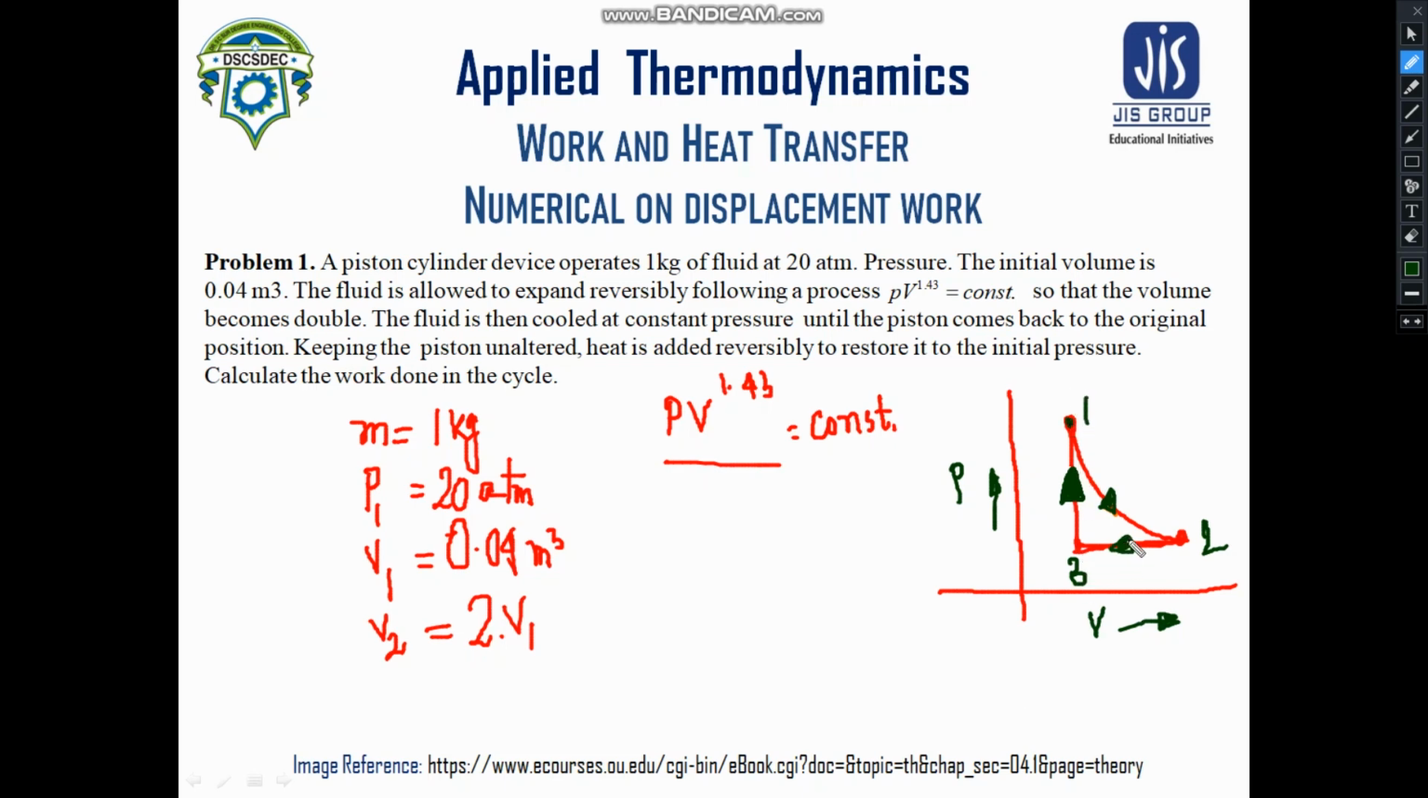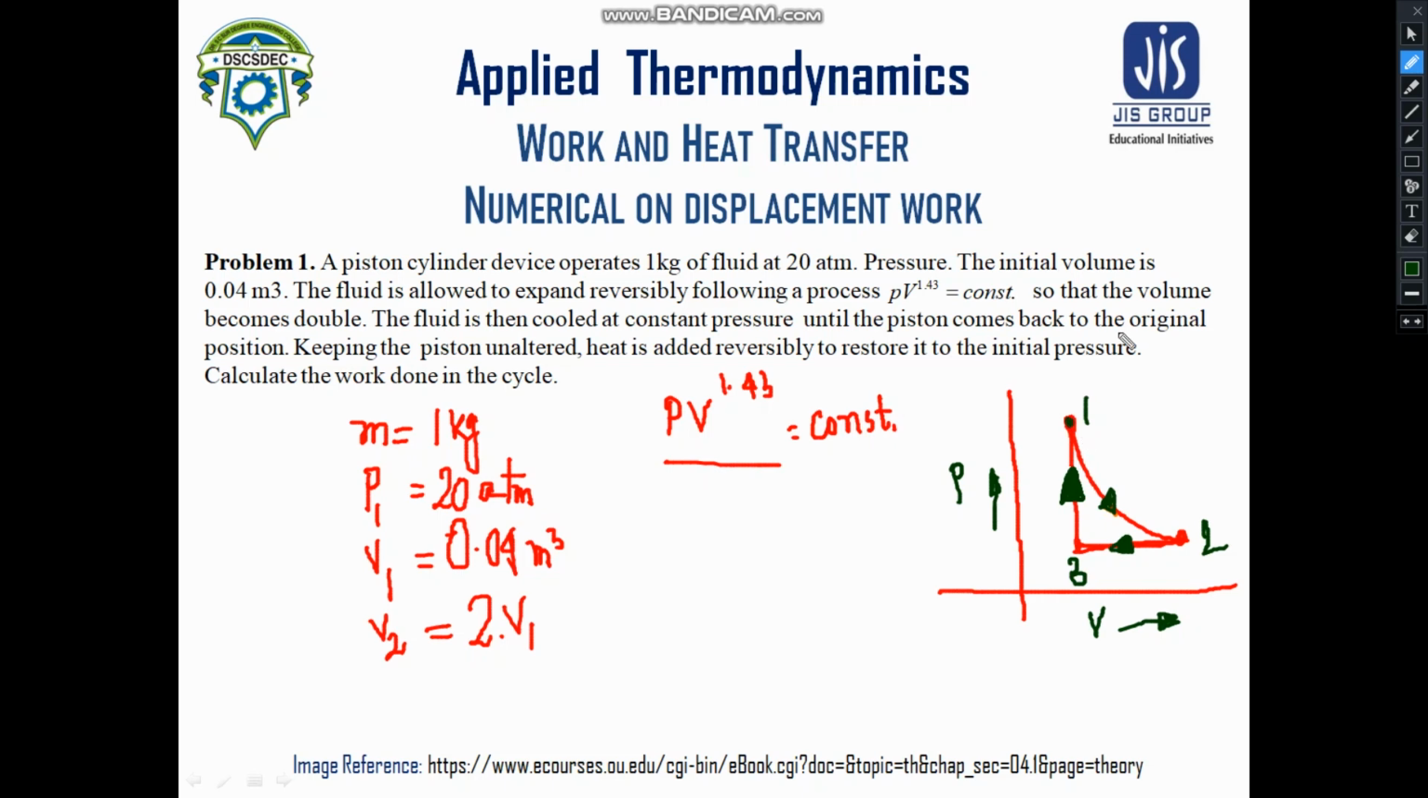So this is the thermodynamic plot for it. Now we need to calculate the work done in the cycle. So this first process is what? It is a polytropic process. I'm sorry, for process 2 to 3, it is an isobaric process, and for process 3 to 1, it is an isochoric process. Now you know, in case of isochoric process, no work is done. So the work done in the isochoric process, or process 3 to 1, is 0 for this problem here.